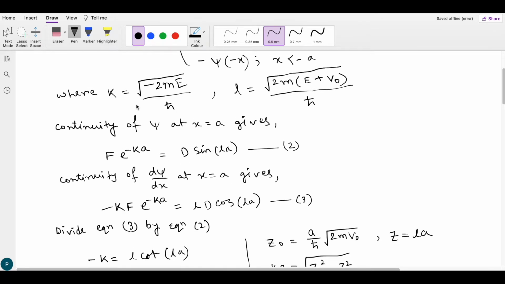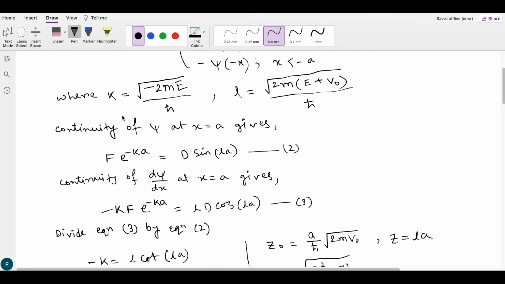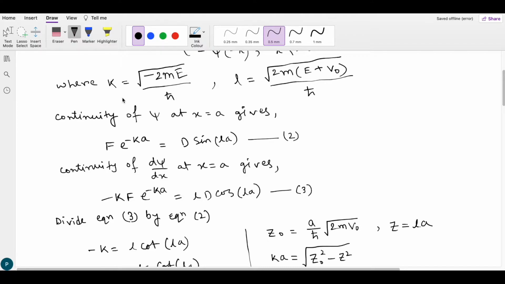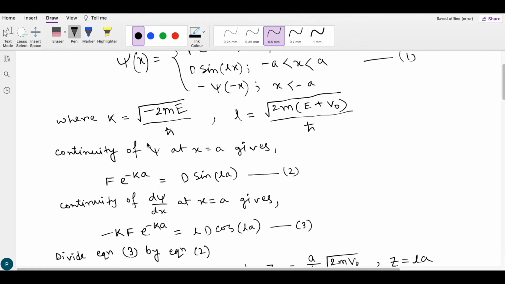And we have already discussed what k and l are. I have just directly written the values here, where k is root over 2m times minus E by h cut, and l is root over 2m times E plus V naught by h cut. And remember that k and l are both positive. I am just reminding you that k and l are always positive, because for a bound state the energy is negative. That's why we are using a negative sign at the beginning.